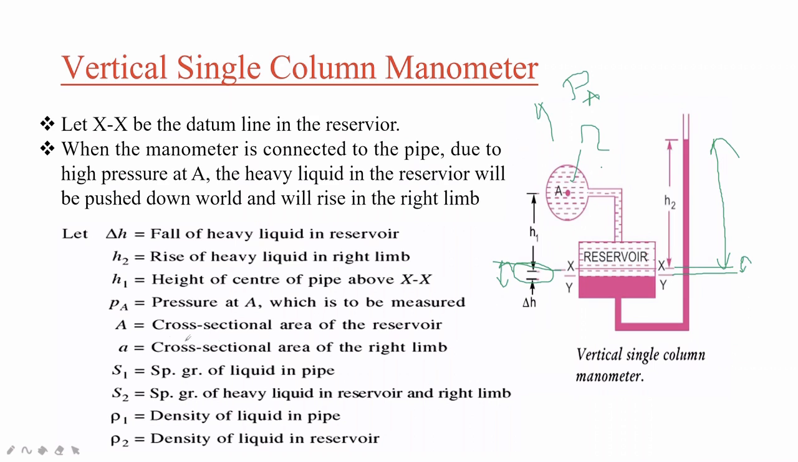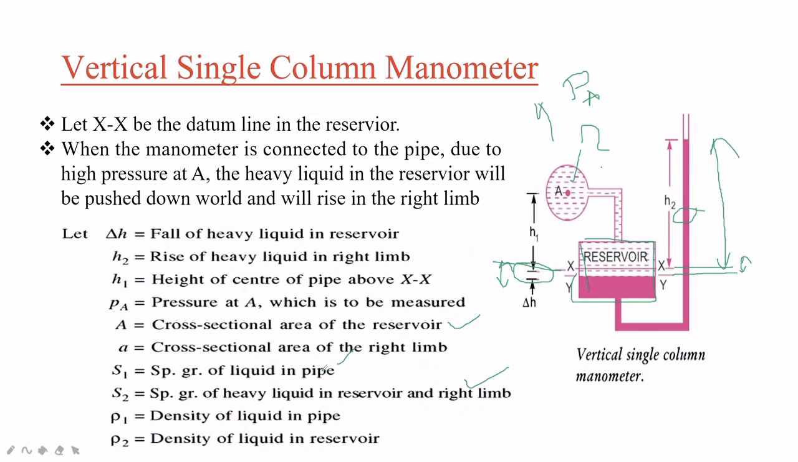Next, A. They have defined A as the cross sectional area of the reservoir. Small a is the cross sectional area of the right limb. So for the reservoir, A is taken, and for the right limb, small a. Two different types of liquid, so there will be two different properties. So S1 is the specific gravity of liquid in the pipe, and S2 the specific gravity of heavy liquid in the reservoir and right limb.